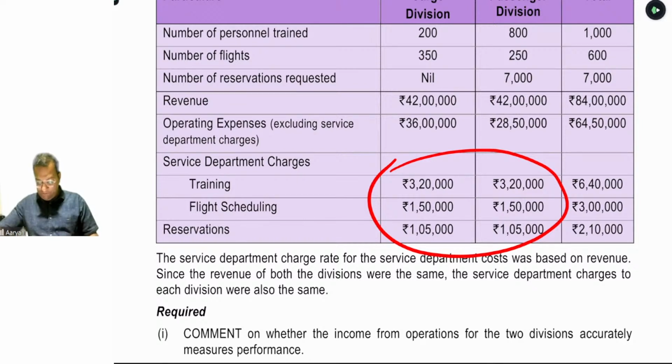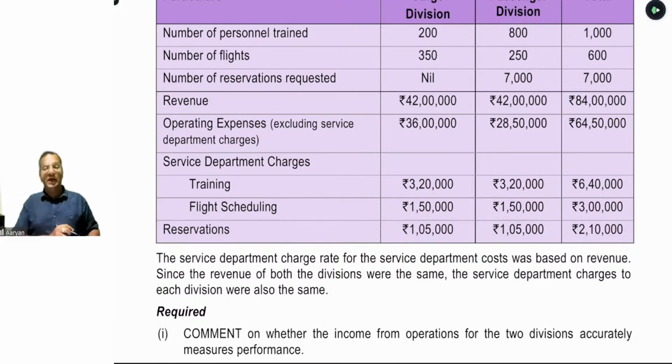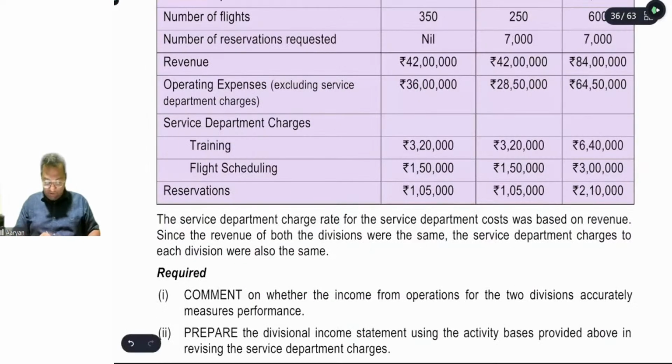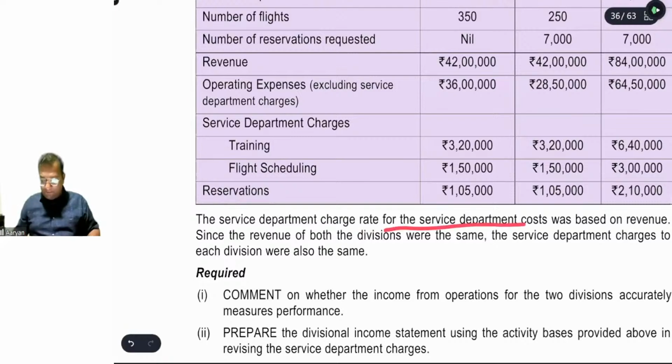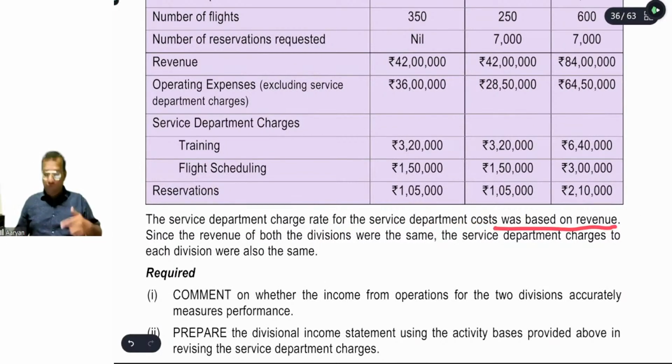ओके, बिल्कुल सही जवाब दिया है सीमा सुरेश, विपिन, गीता पटेल, सीमा साहू। ओके बेटा, वेरी गुड। तो यहां पे अगर आप देखेंगे, दे हैव चार्ज द सेम एक्सपेंसेस ऑफ सेलिंग एंड डिस्ट्रीब्यूशन टू ईच ऑफ द डिपार्टमेंट, 320, 320, 150, 150, 105, 105, है ना। डोंट इट लुक ऑकवर्ड, क्योंकि वहां पे सर्विसेज भी अगर अलग अलग कंज्यूम की गई है, both the department are bearing the same amount of service and departmental charges. तो देखिए क्या बोल रहा है ये, the service department charges rate for the service departmental cost were based on revenue को बेस बना के इन्होंने चार्ज किया है। Since the revenue of both the department were same, बिल्कुल रेवेन्यू दोनों डिपार्टमेंट का बिल्कुल सेम है, 42 लाख and 42 लाख। Since the revenue of both the department same, the service department charges to each department were also the same.